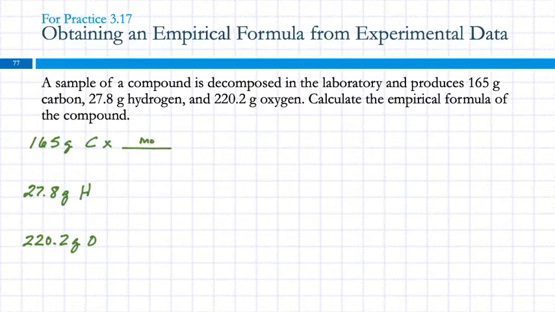So I want moles of carbon. I'm dividing by grams. That number, the molar mass, is on the periodic table. 1 mole of carbon, 12.01 grams of carbon. So 165 grams of carbon divided by 12.01 is going to be 13.738555121. Again, we get lots and lots of digits there.